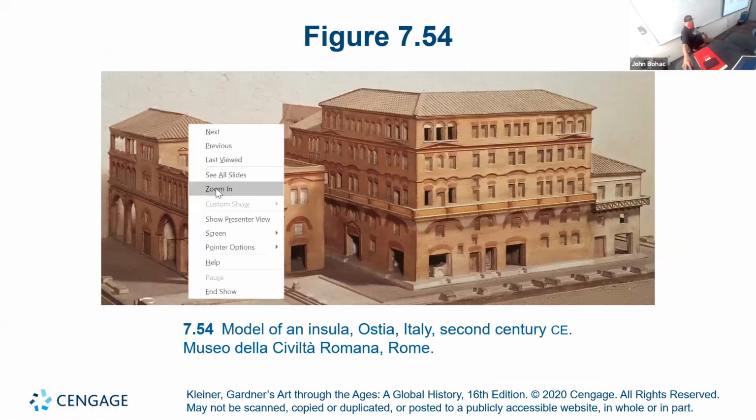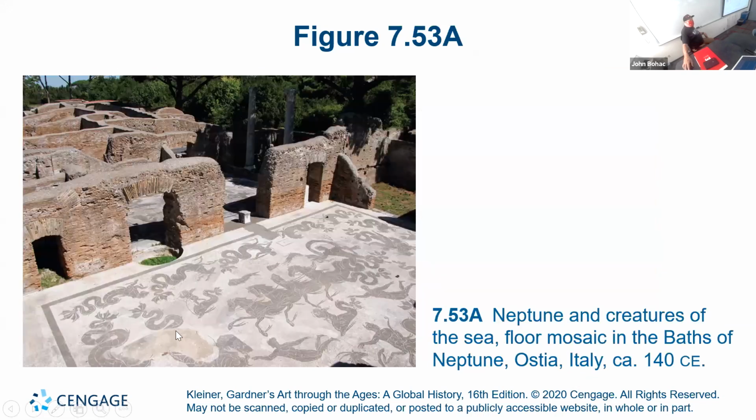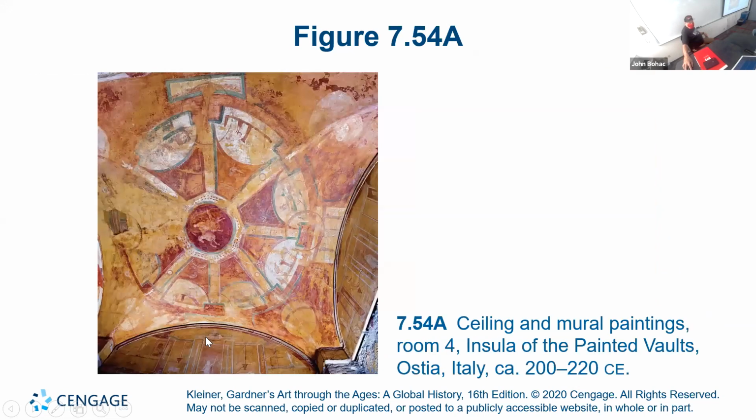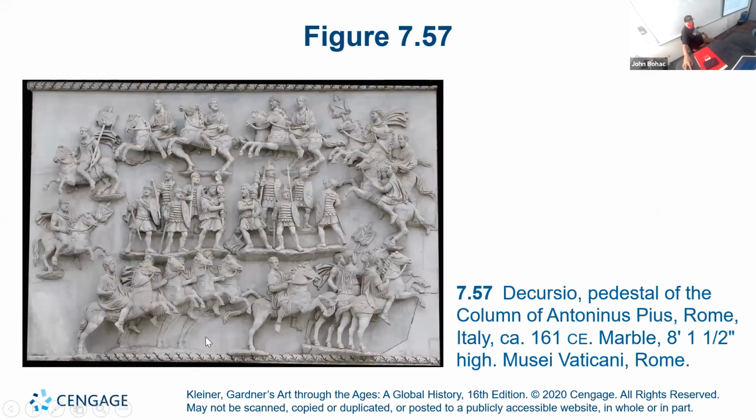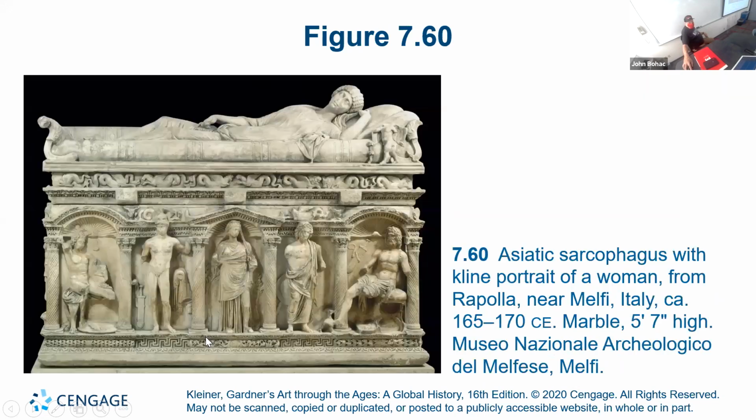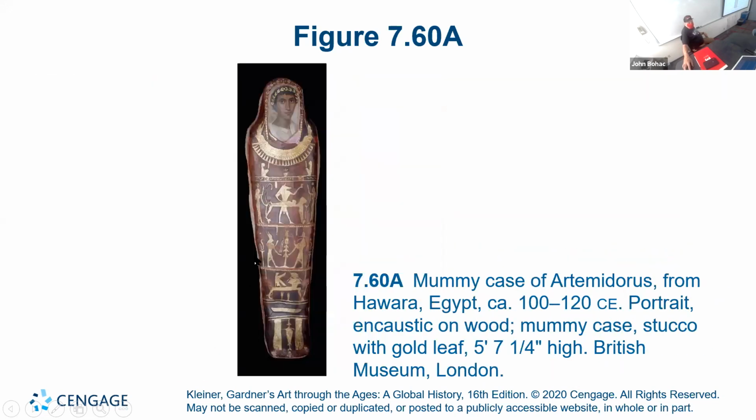Oh, I want to show you this. This is a mosaic, by the way, and you can see it's quite flat. Nevertheless, impressive, but here, mummy case of Artemidorus from Hawara, Egypt, 100, 120, Common Era.